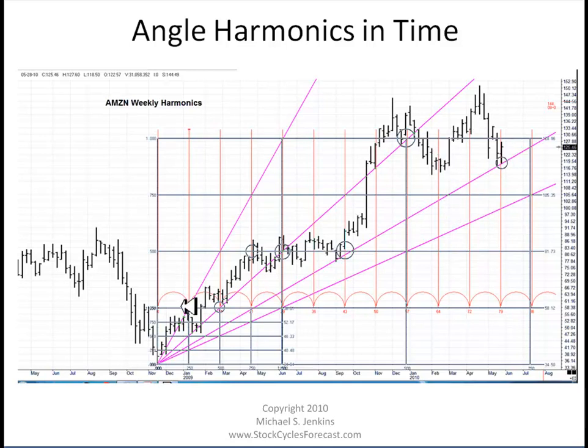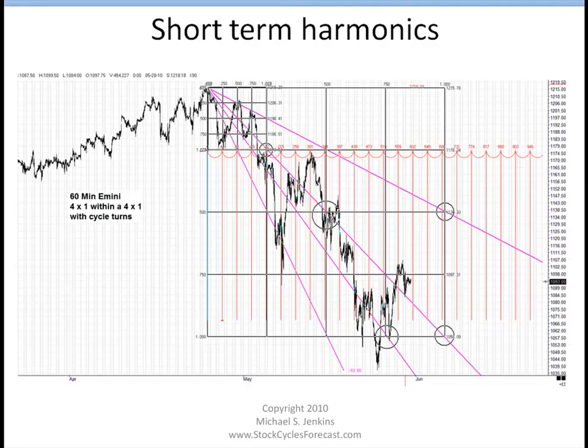And all this information was gathered from this initial swing being set to a time and a price unit, and setting into a 4x1 angle, and setting up a grid system. So this can also be done on shorter term time frames. Here's a 60-minute E-mini with a big breakdown we've seen before.